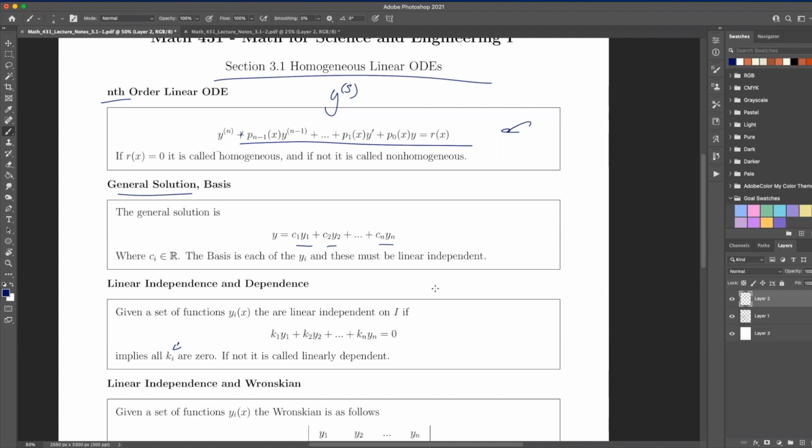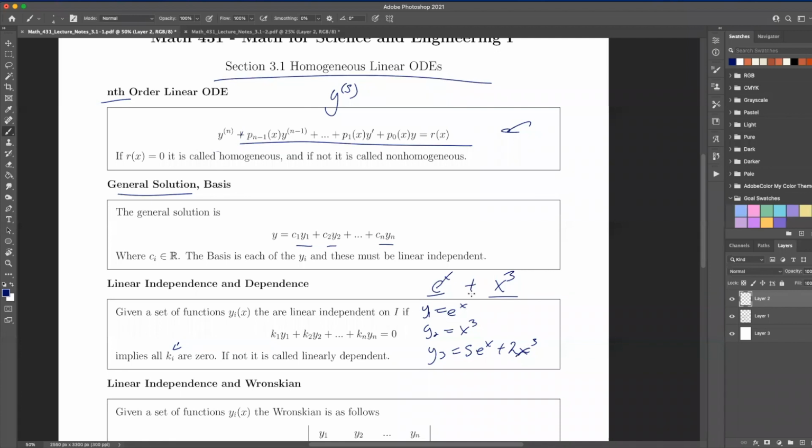Let me give you a quick example. If I have e to the x, that is linearly independent from x cubed, right? So this is independent of this. So if I had y1 equal to e to the x, that's linearly independent of y2 equal to x cubed. But let's pretend I had another one, y3 equals 5 e to the x plus 2x cubed. Oops, make that a cube. This is no longer linearly independent.